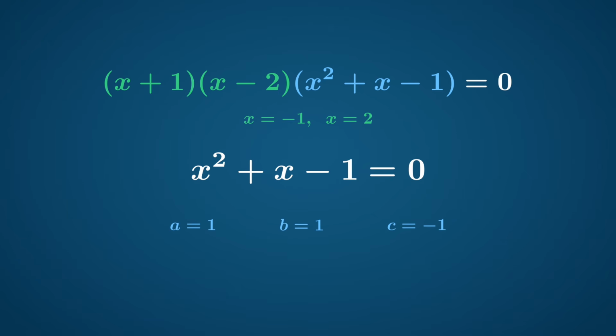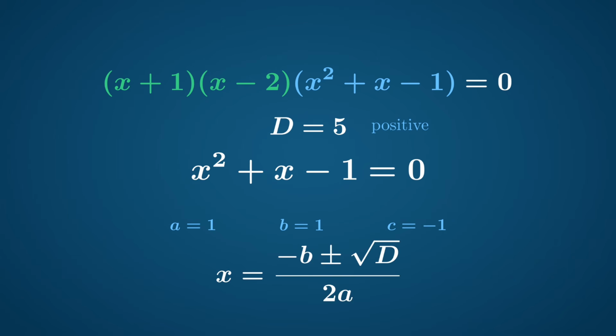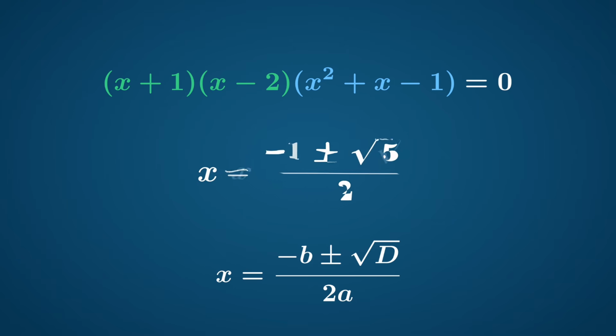Here a equals 1, b equals 1, and c equals minus 1. The discriminant is b squared minus 4 times a times c. That is 1 minus 4 times 1 times minus 1, so 1 plus 4. The discriminant comes out to 5, a positive number. The formula gives minus b plus or minus root 5 over 2a. With our numbers, that is minus 1 plus or minus root 5 over 2.